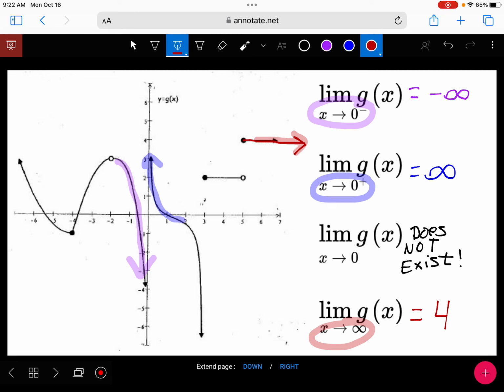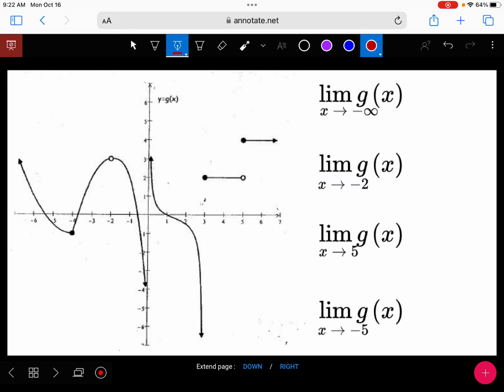Questions on these 4? Okie dokie. These are our last 4 that look like this. All right. So we want to know the limit as x approaches negative infinity. Have confidence in yourself. It's pointing up. It's going to approach positive infinity.